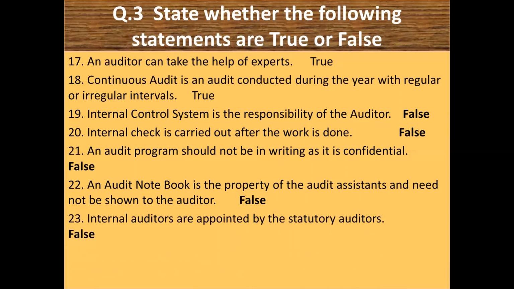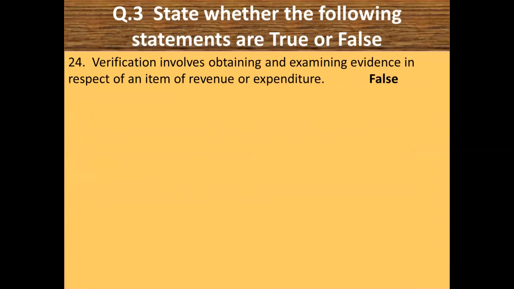Next, the internal auditor are appointed by statutory auditors. This is a false statement because internal auditors are appointed by management. Next, 24th number, verification involves obtaining and examining evidence in respect of an items of revenue and or expenditure. So this is a false statement, right? Verification involves obtaining and examining evidence in respect of assets and liabilities, not in case of revenue and expenditure.